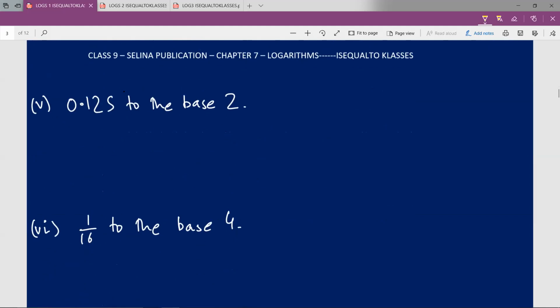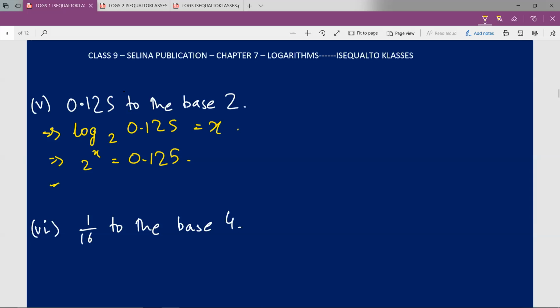Okay, moving on to the fifth subpart, 0.125 to the base 2. So in the logarithmic form, I can write this as log of 0.125. After the phrase to the base, there is 2, so I can write that in subscript form, is equal to x. So all the logs, I'll assume it as x. Now in the exponential form, I can write this as 2 raised to the power x is equal to 0.125. Now again, this question cannot be solved in 3-4 steps. This will be solved in 5-6 steps or even more.